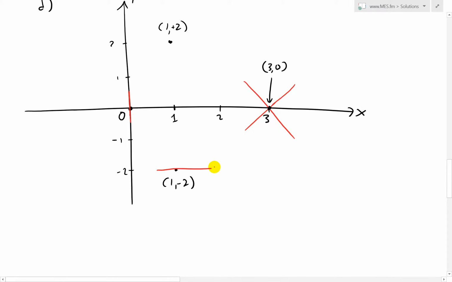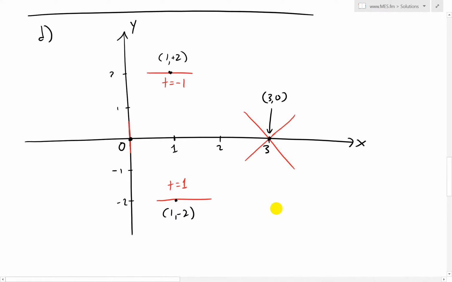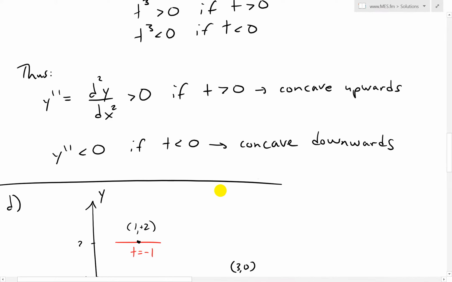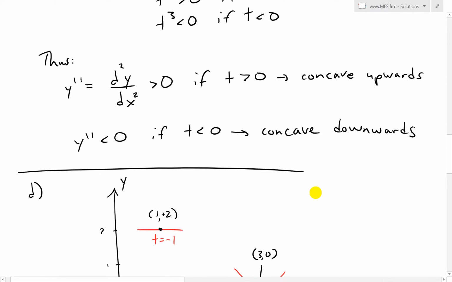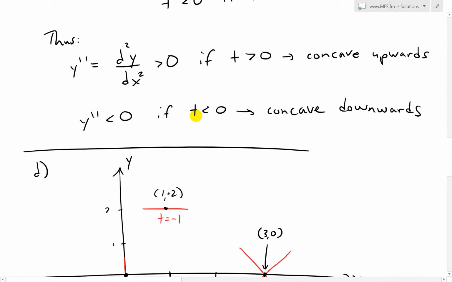We have a horizontal asymptote here in red. And again, remember this was when it's positive, we have t is -1. This was at t equals plus 1, or just write it as 1. So this is at t equals 1. Since we've set up this part of the equation, it's concave downwards when t is negative, but concave upwards when it's positive.